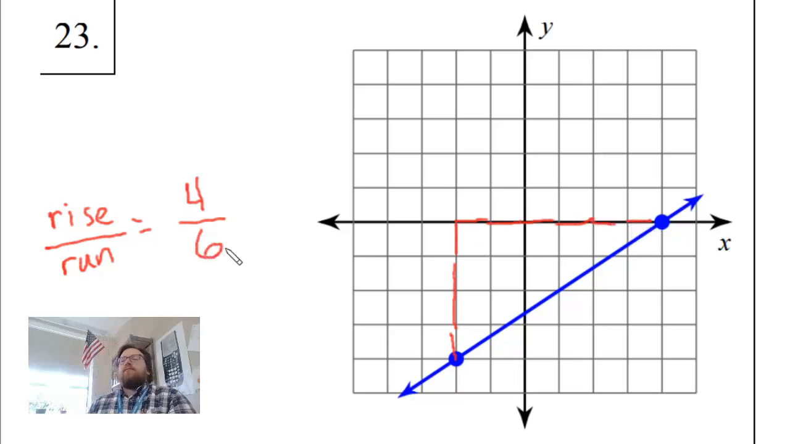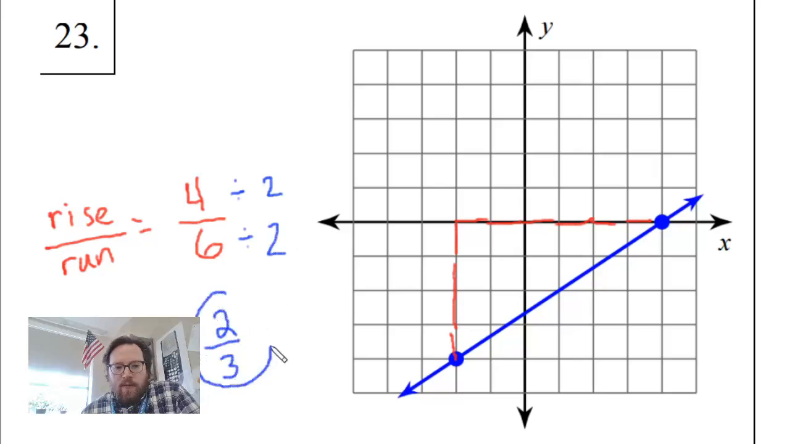So 4 over 6. Then you go to your answer sheet and you look for 4 over 6, only to find that 4 over 6 is not there. So then you think, well, either this worksheet is wrong or I have more work to do. And it turns out that this answer of 4 over 6 can be reduced because 4 and 6 are both divisible by 2. So you can reduce this fraction. 4 divided by 2 is 2, and 6 divided by 2 is 3. So the answer is actually going to be 2 over 3.